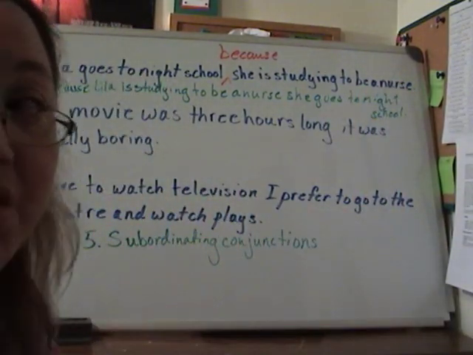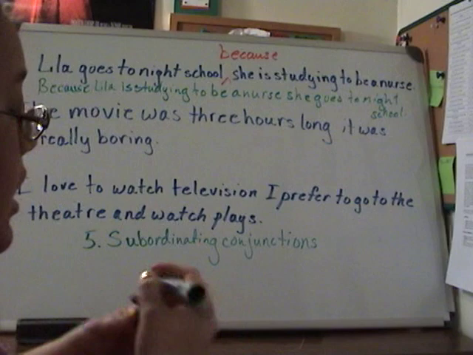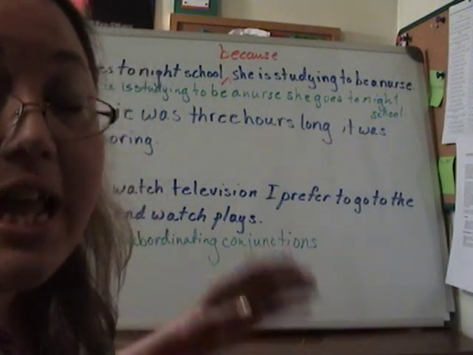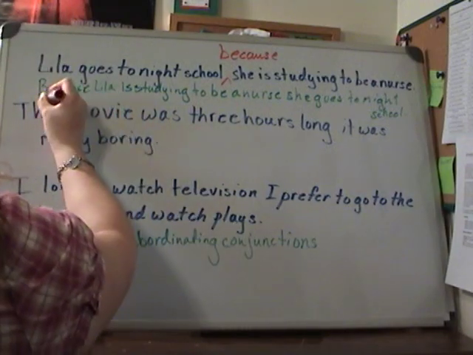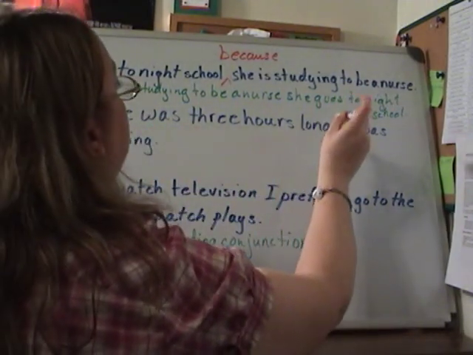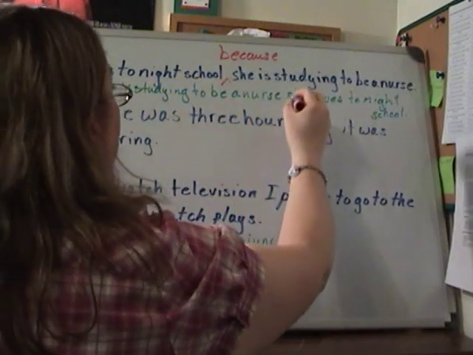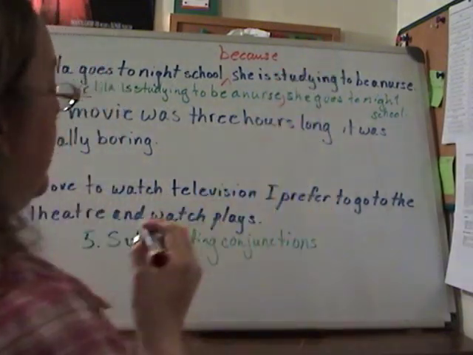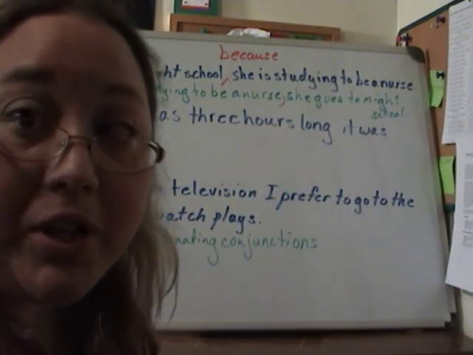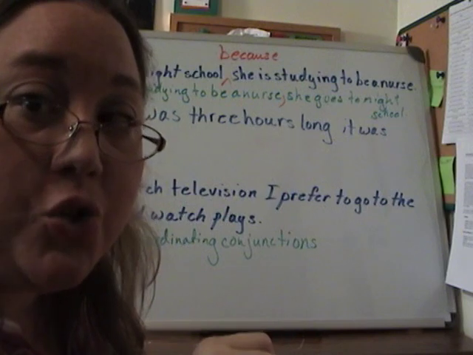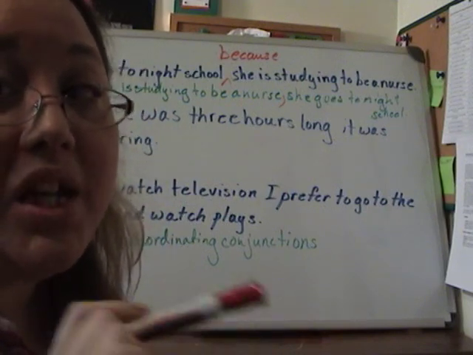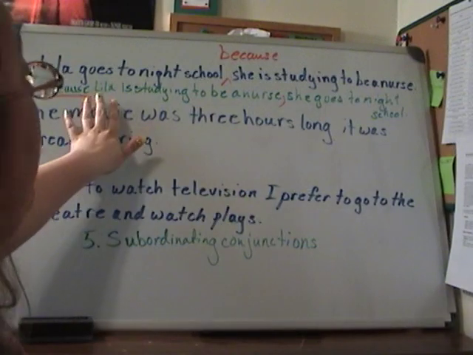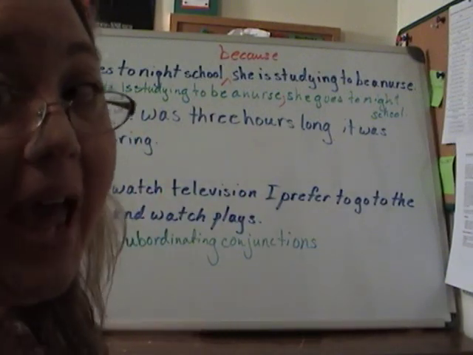Okay, I could definitely do that, but there's one little problem. If I choose to rework my sentence so that my subordinating conjunction is now at the opening of my sentence, as here, I have to remember, because Lila's studying to be a nurse, comma, she goes to night school. So when you're placing your subordinating conjunction in between two complete thoughts, no comma. But if you choose to connect these two thoughts together by placing your dependent clause at the opening of your sentence, then you have to have a comma.